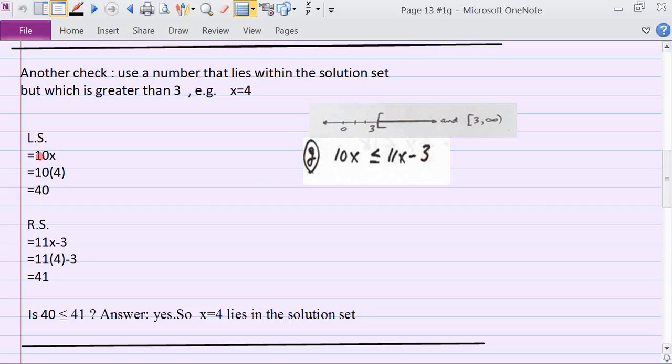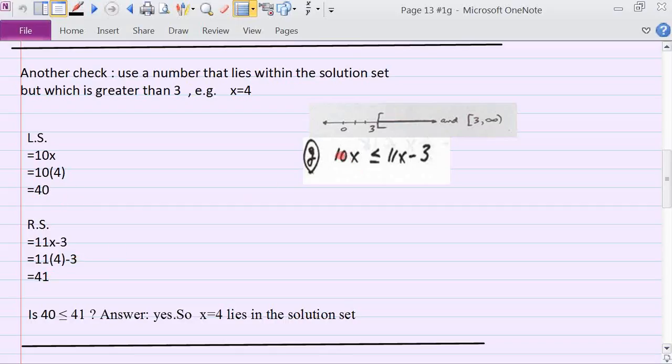So we take the left side, and we've got 10x. 10 times 4 is 40. We take the right side, right here, 11x minus 3. Substitute x equals 4. We get 11 times 4, which is 44. Minus 3 is 41.